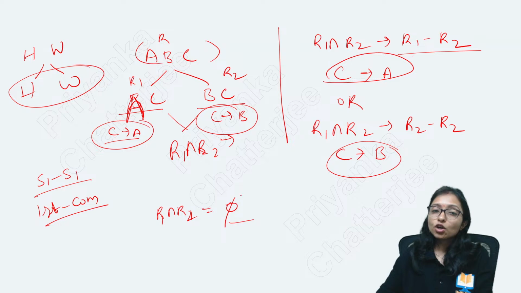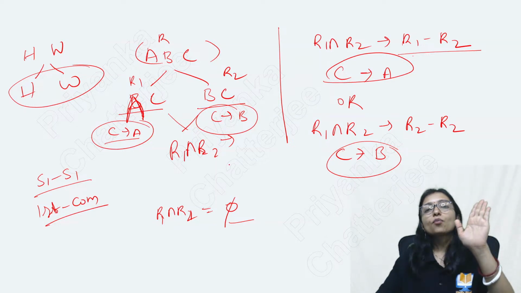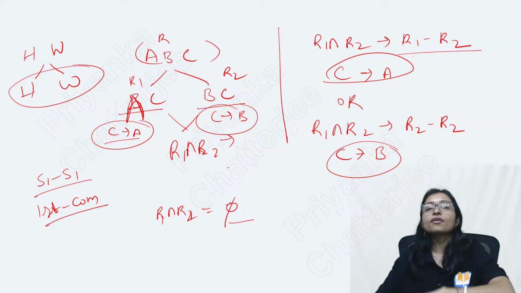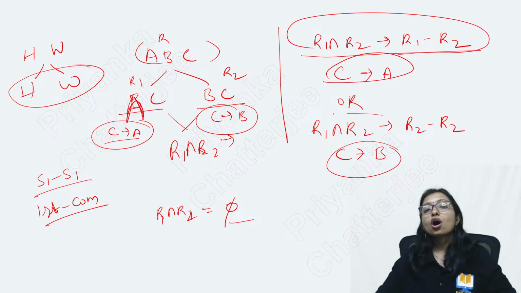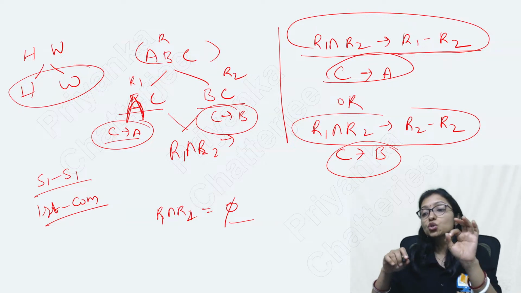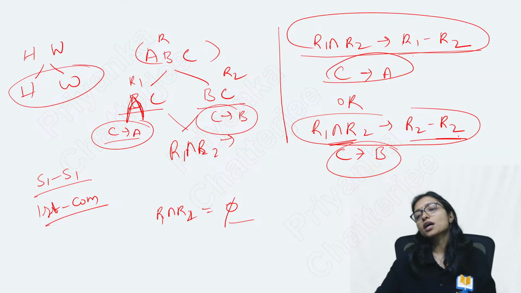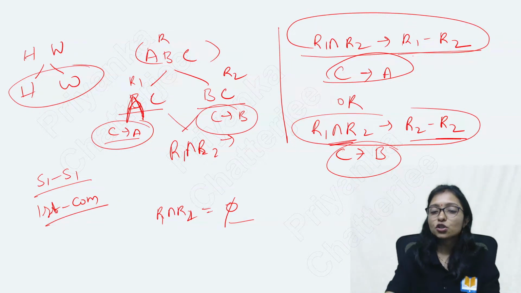If there is any common person, then also we can't say it will be lossless. It should convince. The common person means the kid. Kid should convince either mother or father. Means either R1 intersection R2 implies R1 minus R2 or R1 intersection R2 implies R2 minus R1. This should be present. This intersection implies this functional dependency should be present. Then only we can say it is lossless.